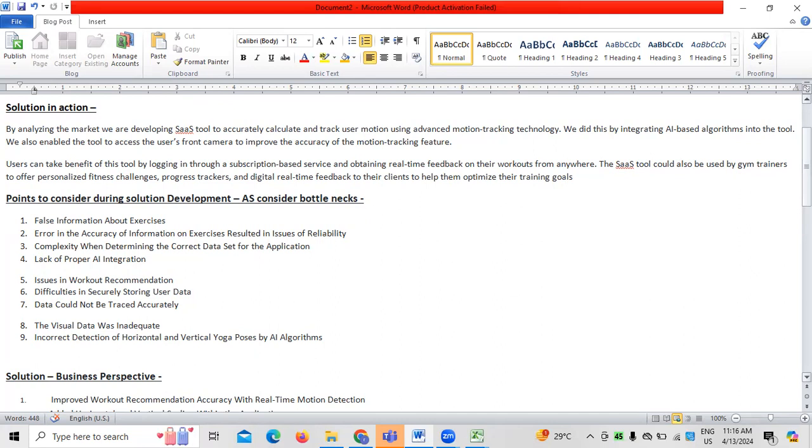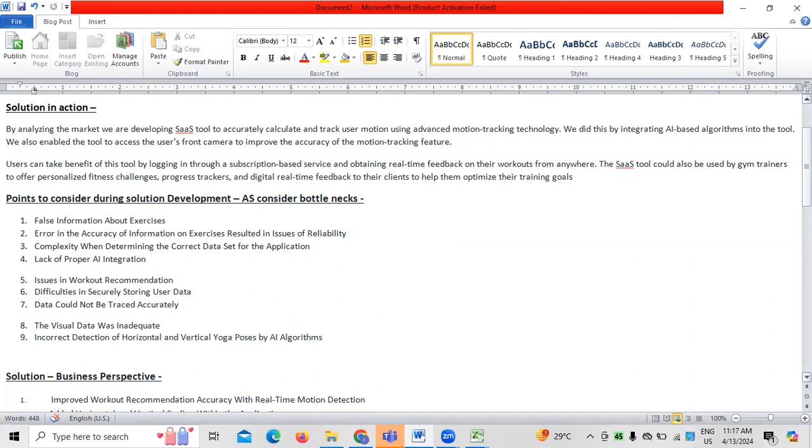In this regard, false information about the exercises might be one of the threats we may be facing, so that has to be corrected. At the same time, errors in the accuracy of information on the exercises result in issues of reliability. At the same time, there is complexity when we want to correct the data sets for the application.